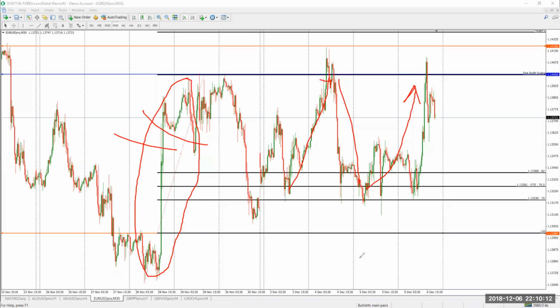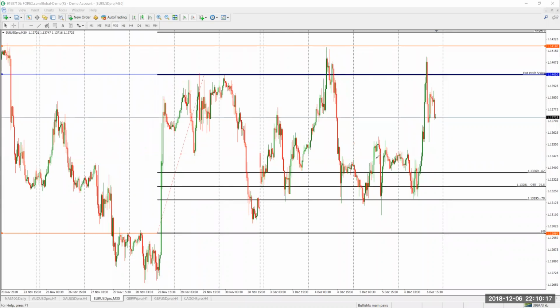You can clearly see that the Euro USD was working on this range here. Up to now, this whole week, it's still in that range that we have defined from a weekly chart.